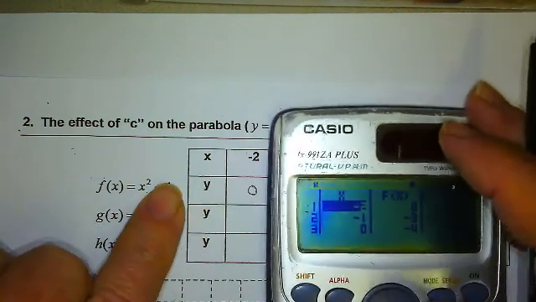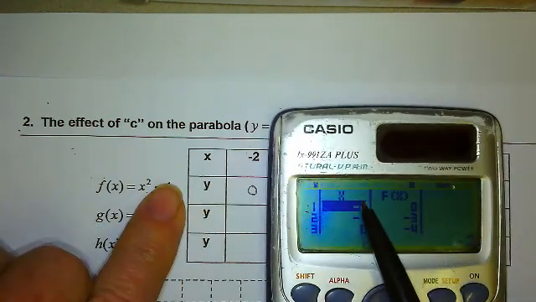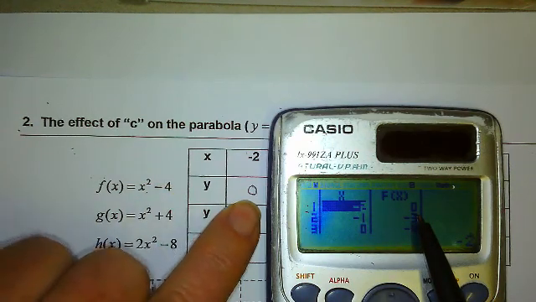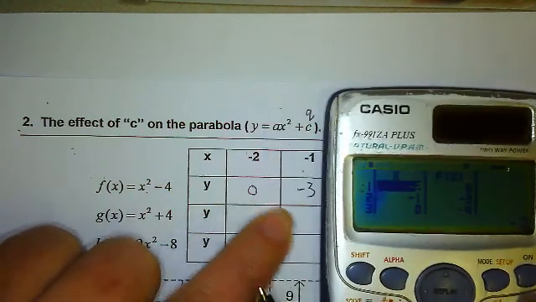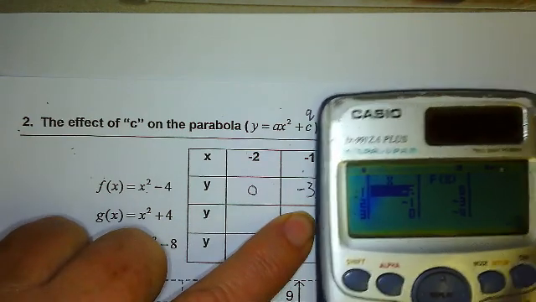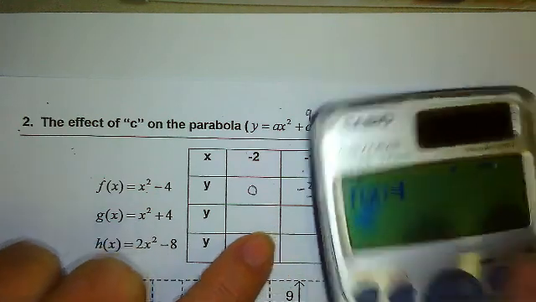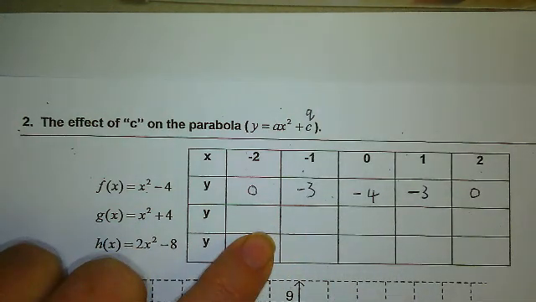So that's my table, just to check. Can you see your x value is negative 2, the y value is 0. That's the same there. The next one, x is negative 1, and then negative 3. Negative 1, negative 3. So you can just check if your values are correct.